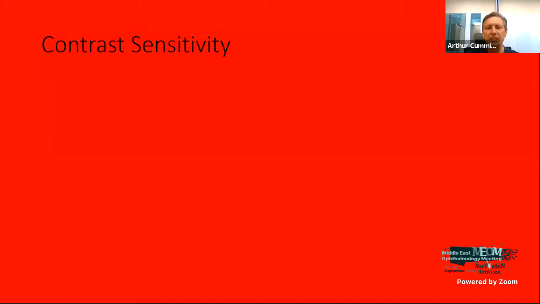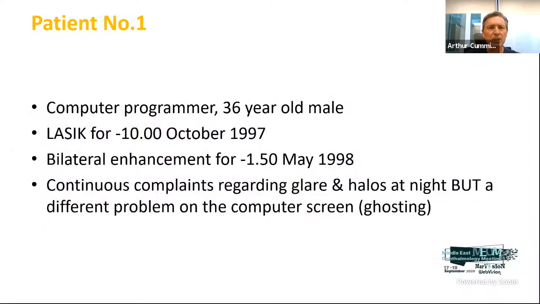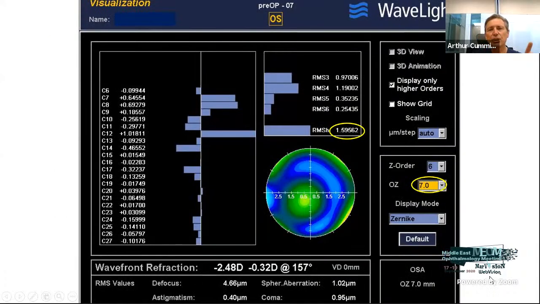Contrast we're not going to go into now, we're all aware of contrast, but it's a super important sign of not seeing well. On wavefront analysis, I'll speak a little about the WaveLight wavefront analyzer, the OSIRIS, and the EyeTrace. I'm going to show you a patient. This patient, 36 years old, had LASIK many years ago for -10, and landed up needing an enhancement in May 98, but continued complaining of glare and halos. I want to show you how much wavefront can help us.